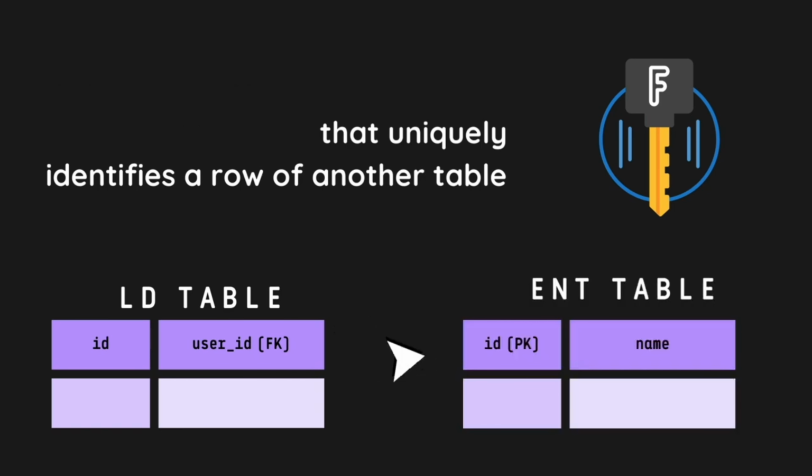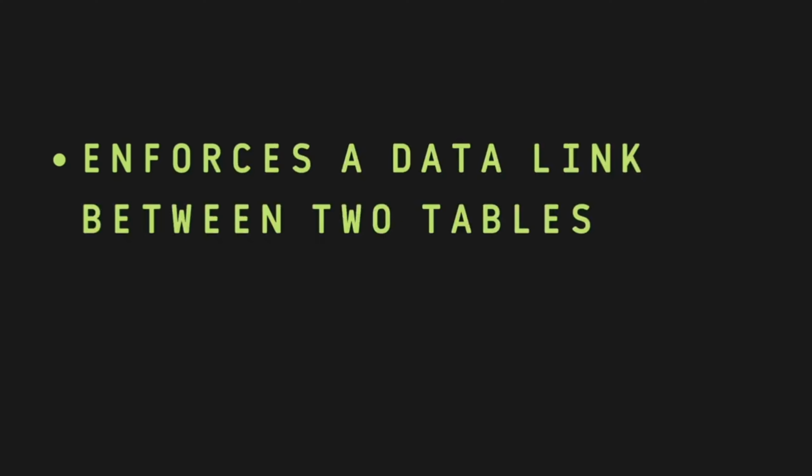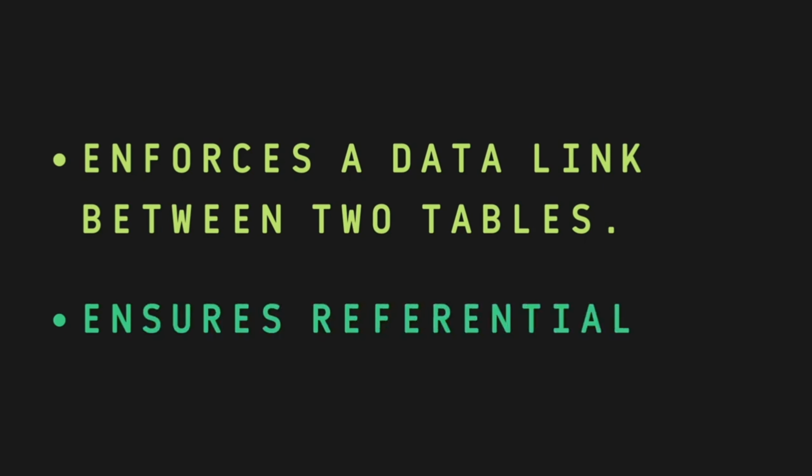Some of the characteristics are it establishes and enforces a link between the data in two tables, and also ensures referential integrity by making sure that the foreign key value in the child table matches a primary key value in the parent table. We'll be defining a foreign key column for some of the tables, but not all.